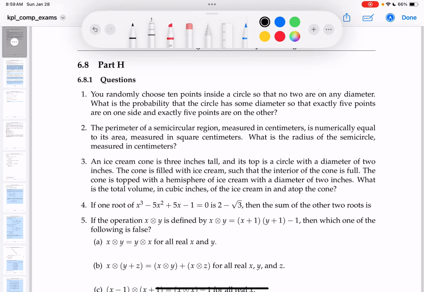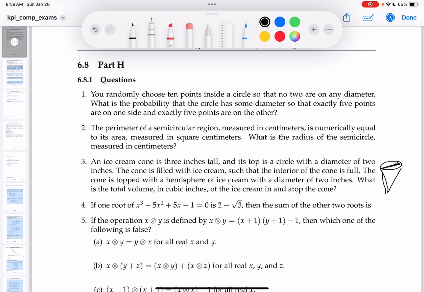All right, an ice cream cone is 3 inches tall. Again, I'll go to the whiteboard in a moment, but a cone looks sort of like this over here. So an ice cream cone is 3 inches tall, and its top is a circle with diameter 2 inches. We'll go to the whiteboard in a moment, and I have a copy of the question in my hand.